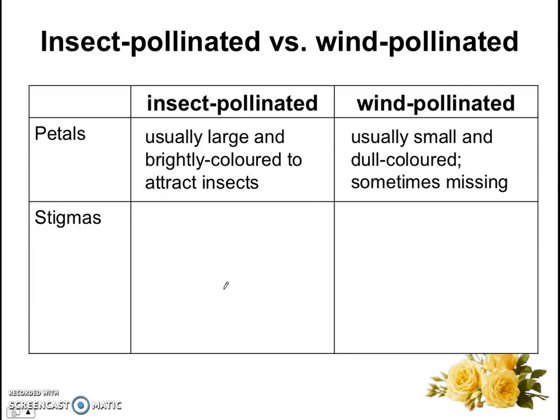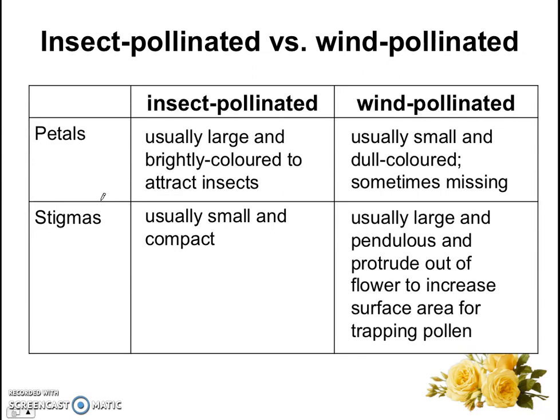In insect-pollinated flowers, the stigma, right, tends to be small and compact. But in wind-pollinated flowers, it tends to be large, pendulous, protruding out, feathery, right? And the whole point is to increase the surface area so that we can trap as much pollen as possible that might be just floating around in the air.